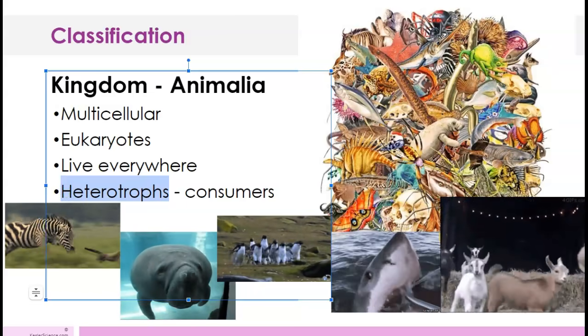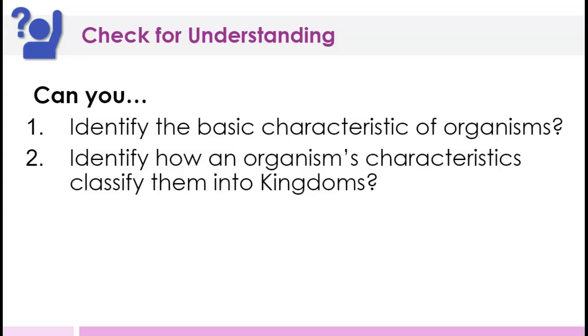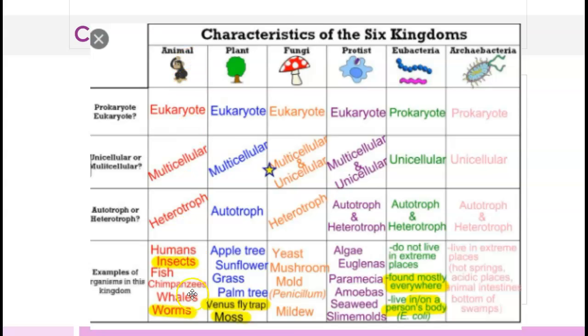And let's kind of check to make sure we're all on the same page here. Can you now identify the basic characteristics of an organism? Is it multicellular, unicellular? Is it prokaryotic, eukaryotic? Can you identify an organism's characteristics and then classify them into kingdoms? Here is a chart that shows you each of the different kingdoms and what they can do. Study that, and I'm going to have a couple of questions for you.